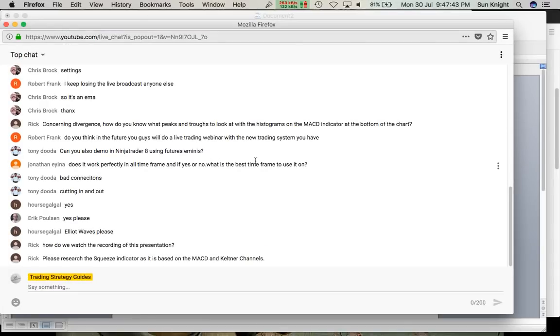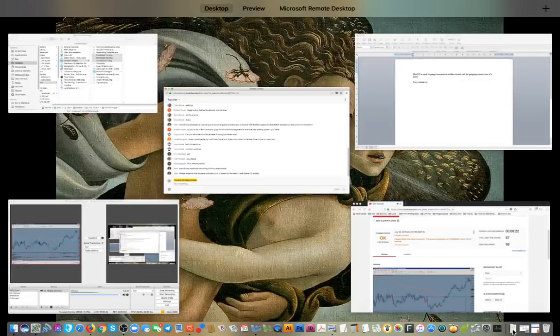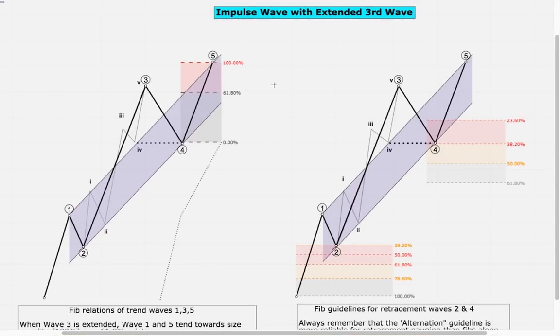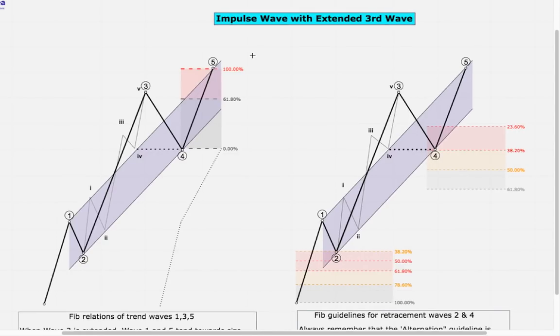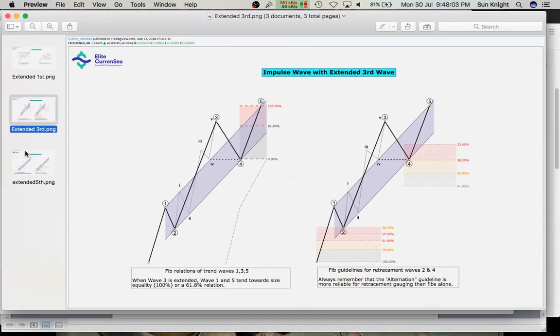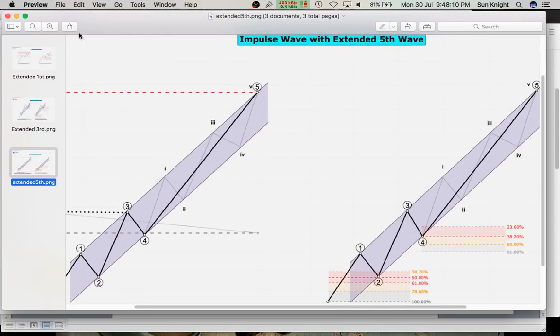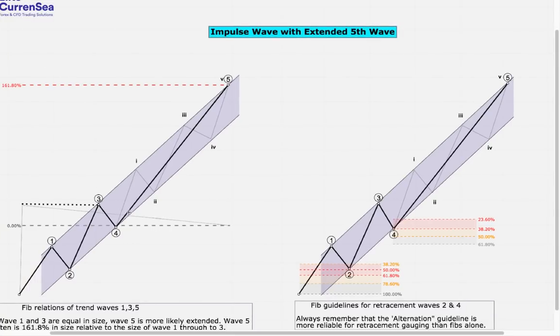So then, on a couple of other occasions, sometimes in an Elliott wave, and it's more rare, the first and the third wave are about the same, and then you get an extended fifth wave. In that case, you will actually get the strongest peak of momentum reading in the fifth wave.